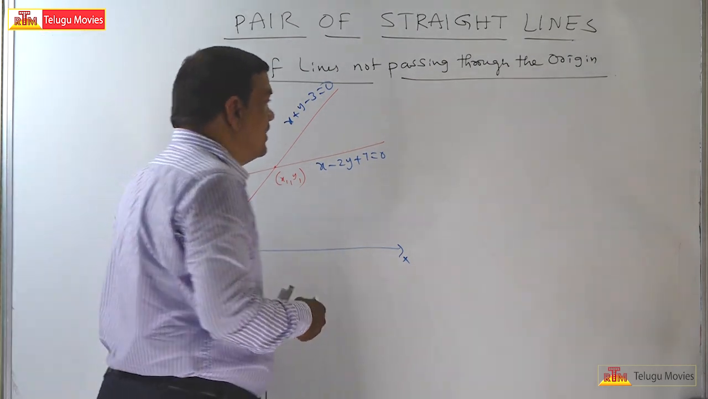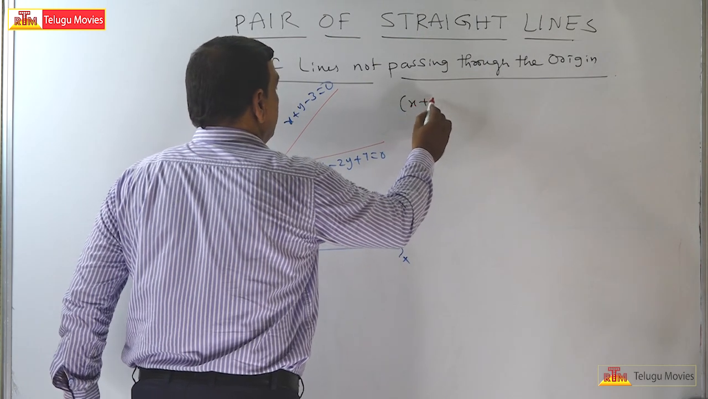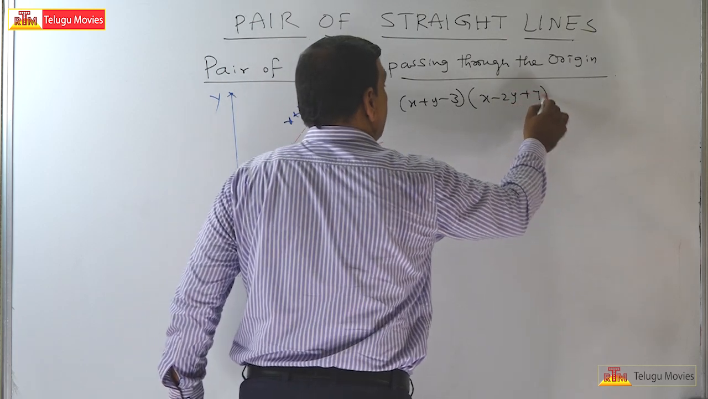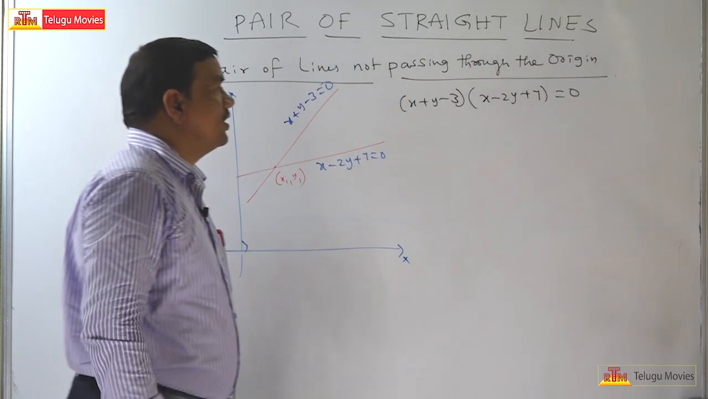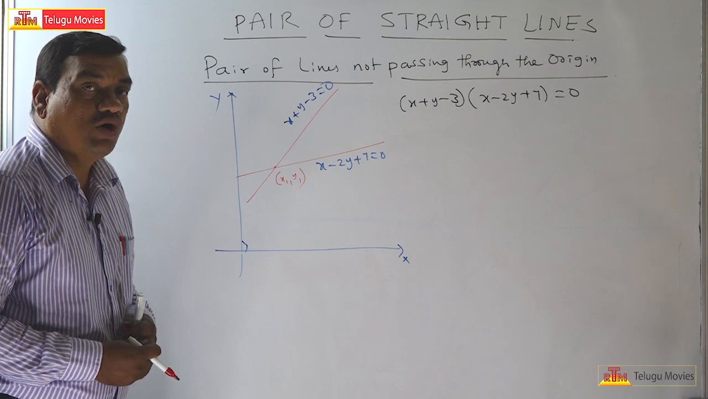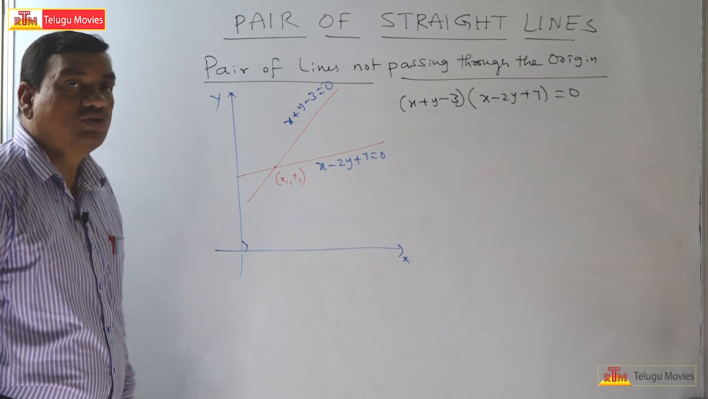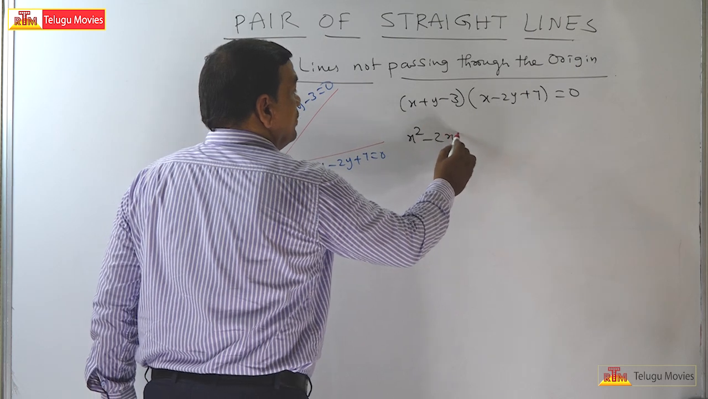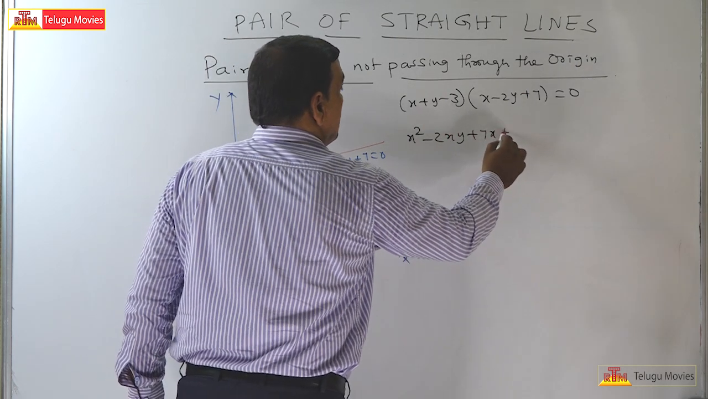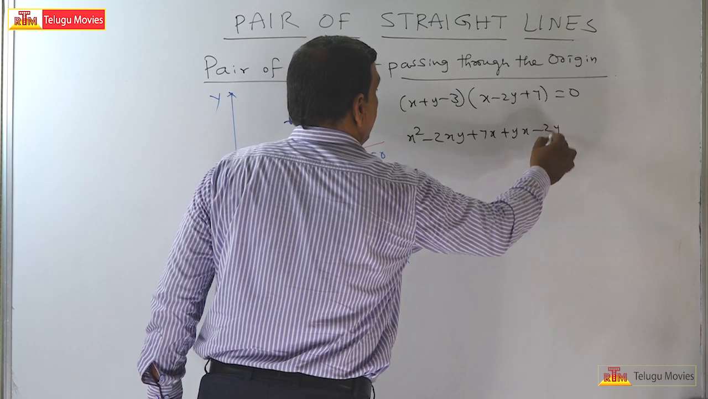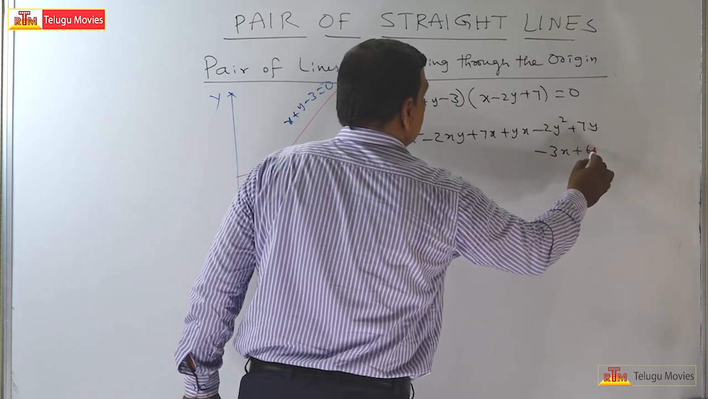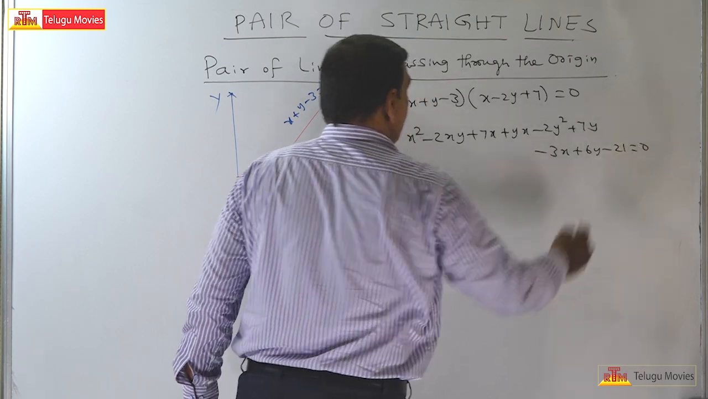So, the combined equation is (x plus y minus 3) into (x minus 2y plus 7) equal to 0. This is the combined equation of the pair of lines. If you multiply, you will get x square, minus 2xy, plus 7x, plus yx, minus 2y square, plus 7y, minus 3x, plus 6y, minus 21 equal to 0.